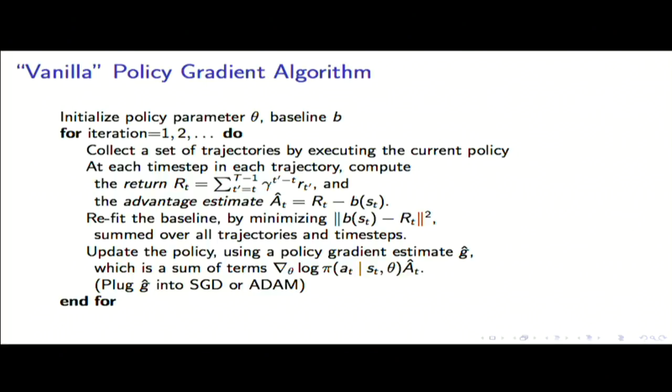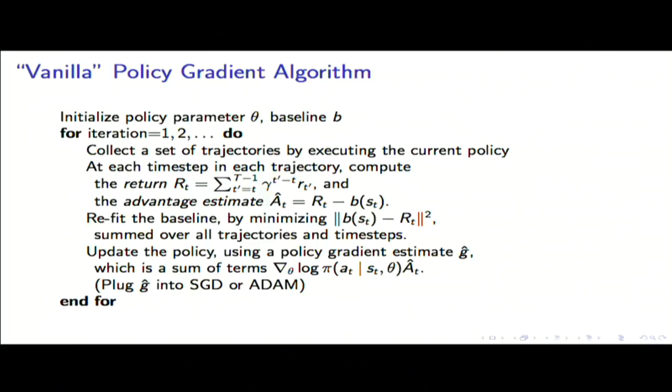So this is just least squares, or nonlinear least squares. For the baseline function, we might use a neural network or a linear function or various things. But all we have to do is solve this least squares problem. Then we're going to update the policy. And to update the policy, we compute the gradient estimator, which we went through before. It's just the sum of the terms grad log probability times advantage. So that's our gradient estimator.